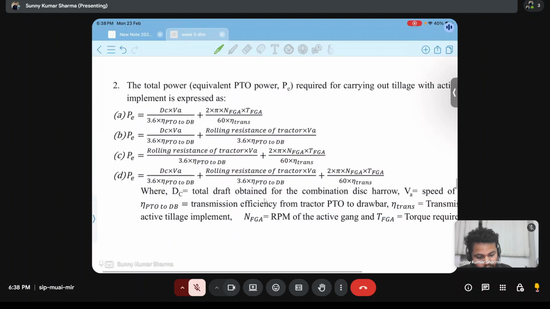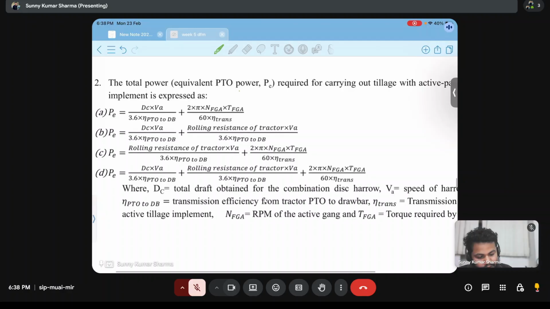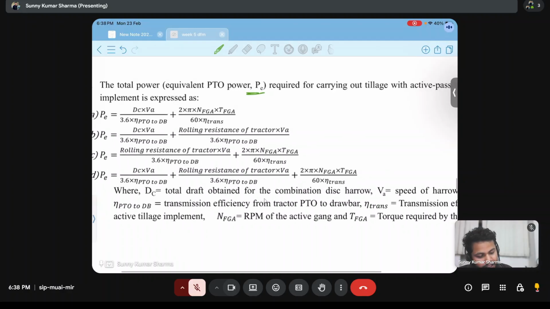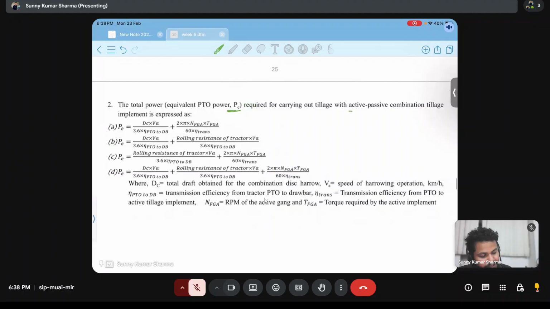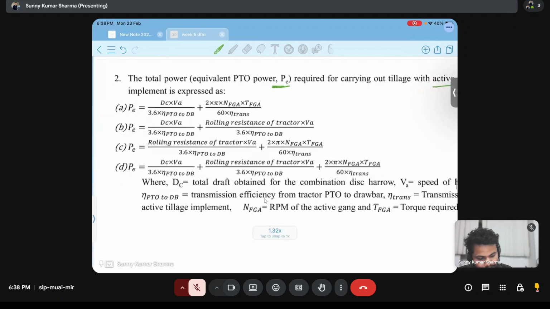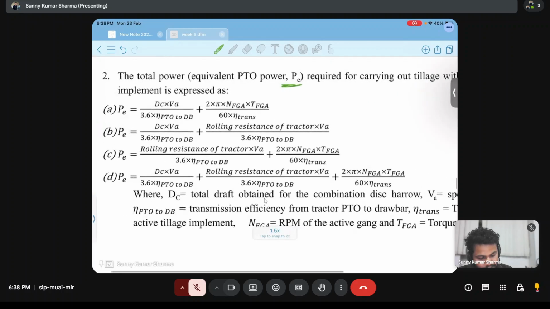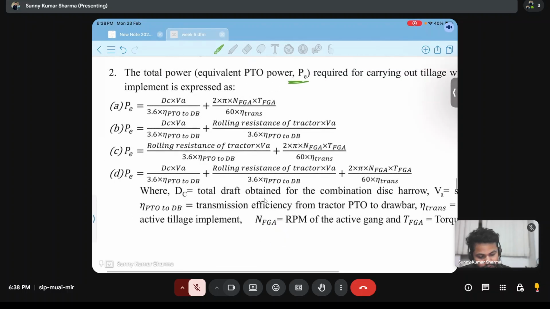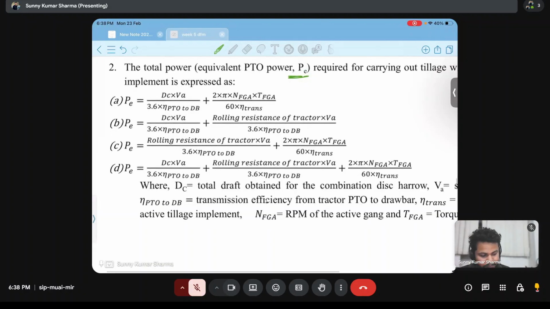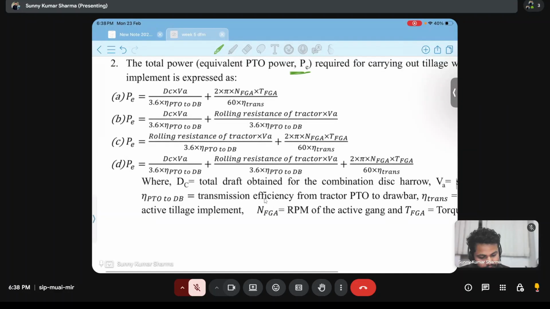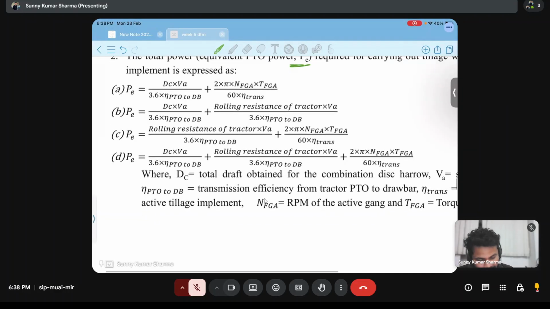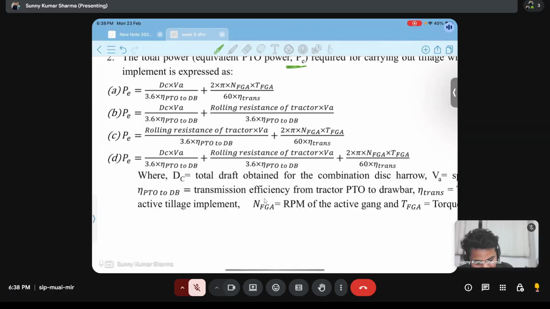And the next question is: the total power equivalent PTO power PE required for carrying out the operation with active passive combination implement is expressed as. This whole design we did just now, so we can solve this. Sir, you have explained all this before, but this is a bit confusing because of the lot of parameters involved. Yes, correct.